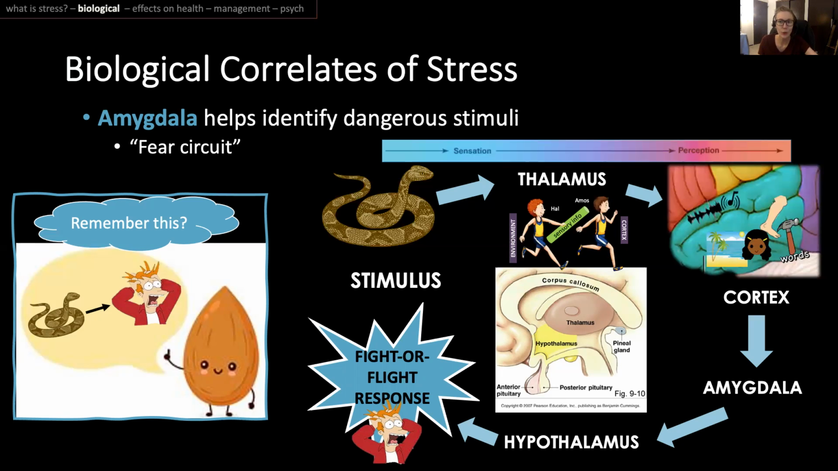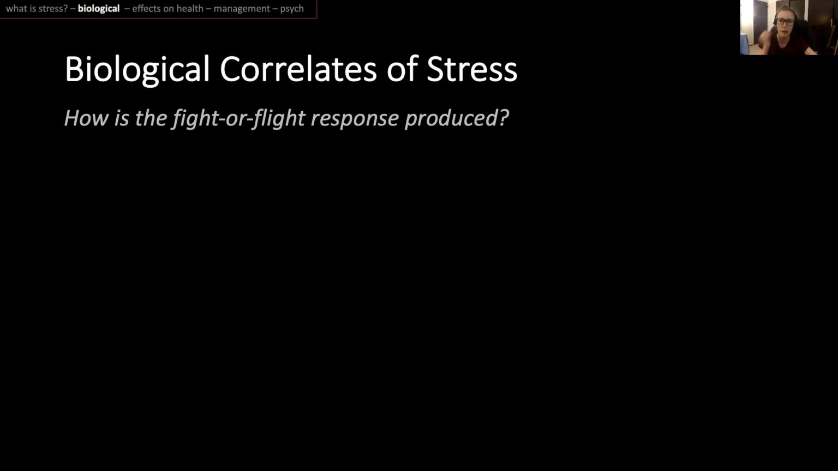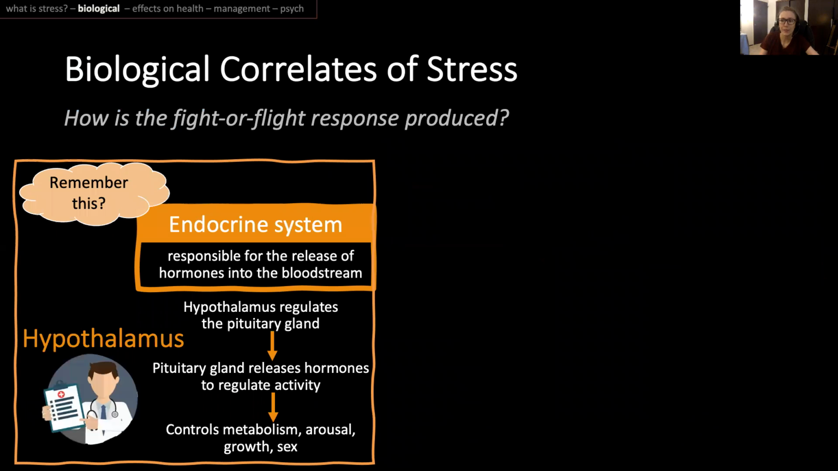And there's two ways. I just ended it here with a little star. There are two ways that this fight or flight response might actually happen. So let's break that part down a little bit more. That fight or flight response can be produced through two different pathways. The first pathway, before we go into pathways, I'm going to remind you of a few more things because then it'll make a lot more sense.